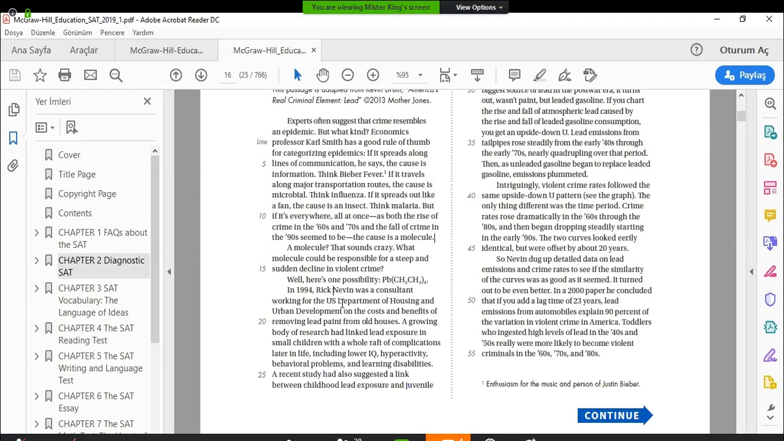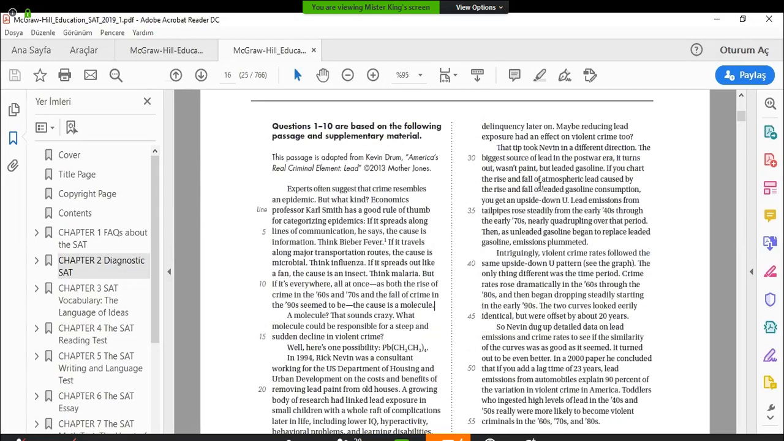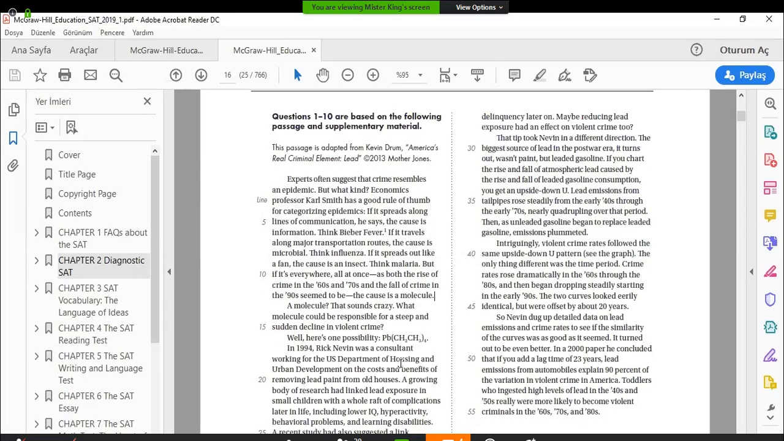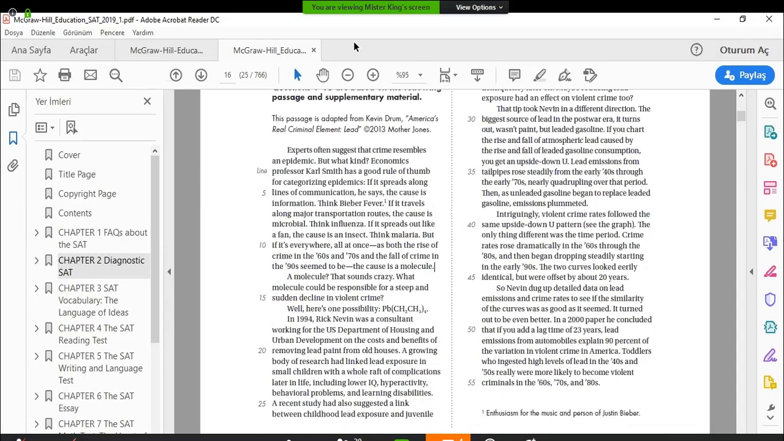Okay. Well, here is one possibility. In 1994, Rick Nevin was a consultant working for the U.S. Department of Housing and Urban Development on the costs and benefits of removing lead paint from old houses. A growing body of research had linked lead exposure in small children with a whole raft of complications later in life, including lower IQ, hyperactivity, behavioral problems, and learning disabilities. A recent study had also suggested a link between childhood lead exposure and juvenile delinquency later on. Maybe reducing lead exposure had an effect on violent crime too.